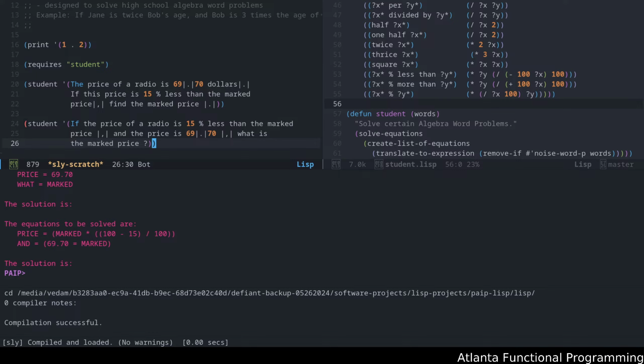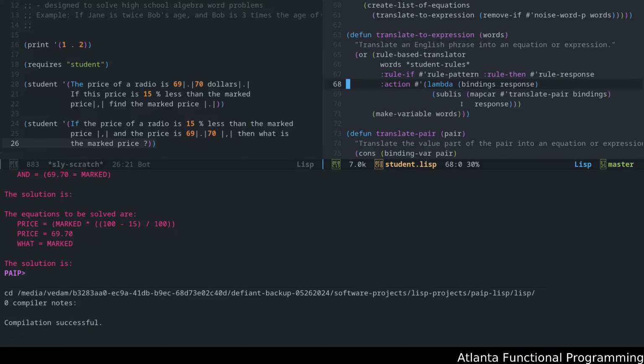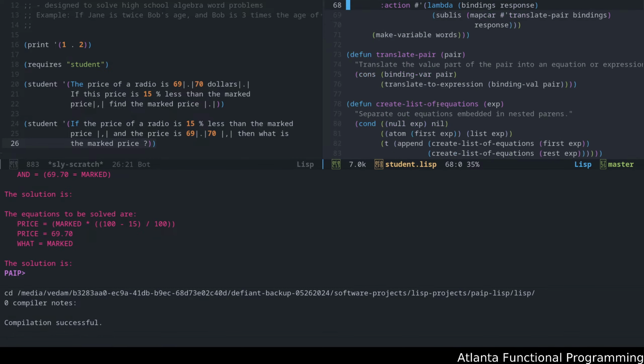So it correctly recognized that the price of marked is equal to 85%. But when I get rid of some of these words, these stop words, it changes the equation and it doesn't actually solve the problem. Because unfortunately, in this case, there's two unknowns. It's not recognizing that what is not a word that it needs to ignore.